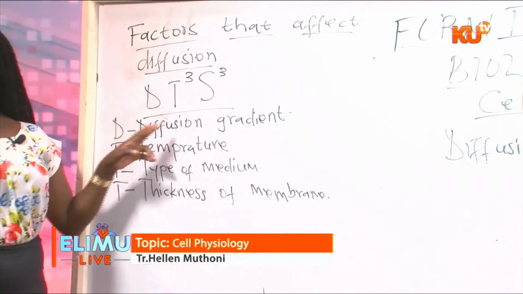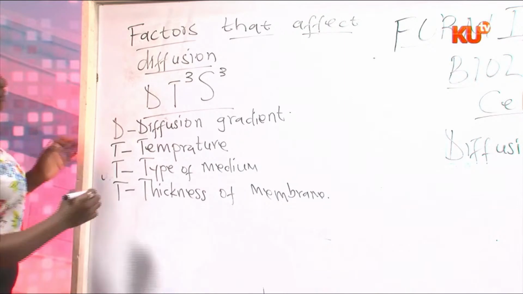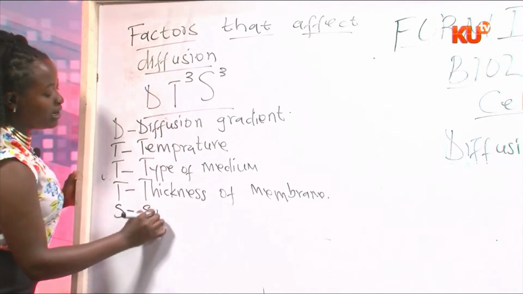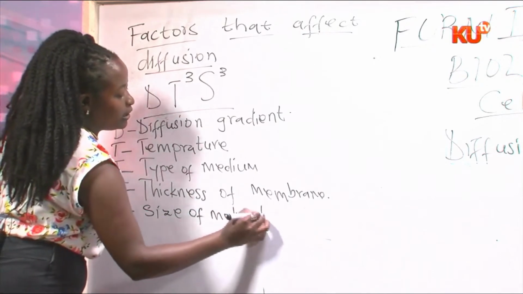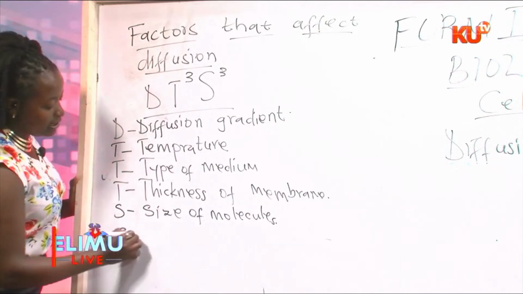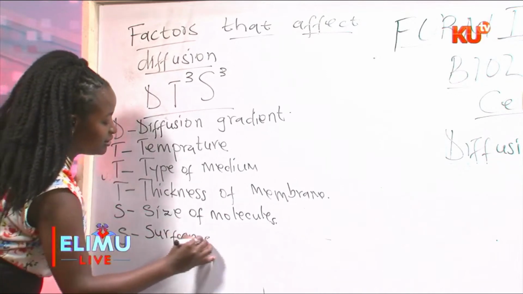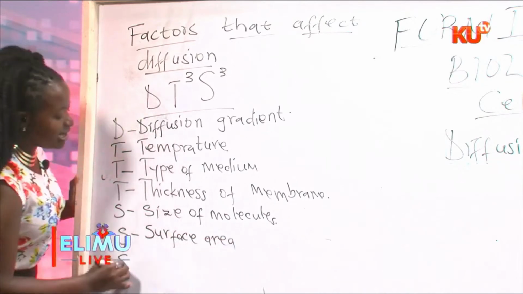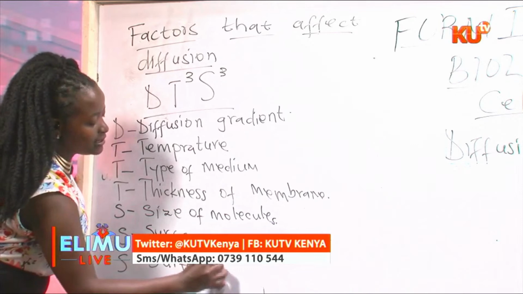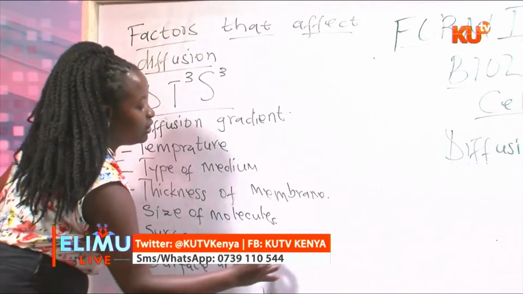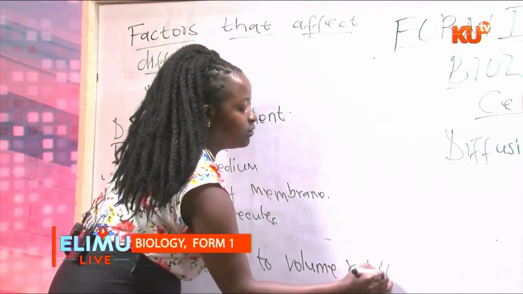Then we have S cubed. S cubed means that S has to appear 3 times. So the first S is size of molecules. The second S is surface area, and the last S is surface area to volume ratio.